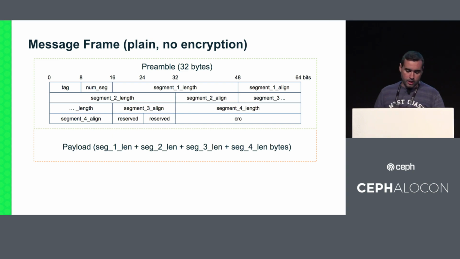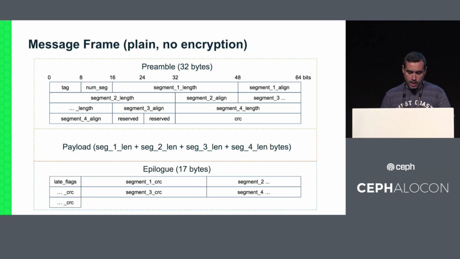Usually, the control messages for the negotiation only use 1 segment, and then the data messages use the remaining segments. And after the payload comes the epilogue, which has some flags, and it also has the segment CRCs to check the integrity of each segment. Okay. So every time we send a message to the other side, we basically pack the payload inside this frame with this structure.